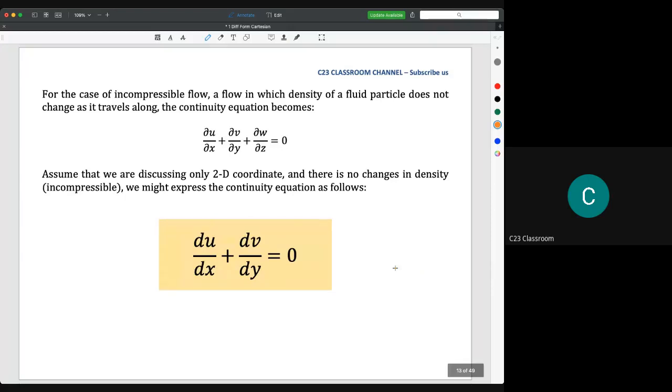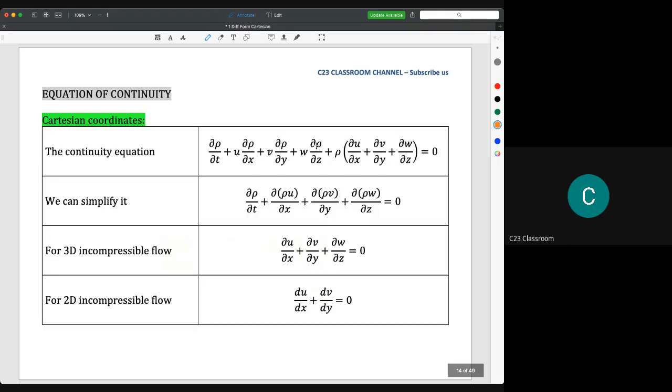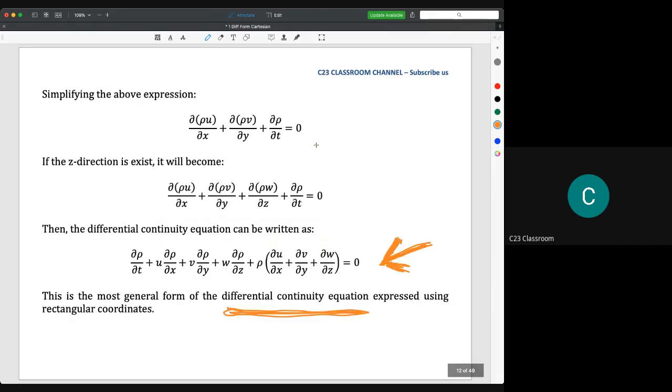For the case of incompressible flow, in which the density of a fluid particle does not change as it travels along, the continuity equation could be written as this one. What does this mean? It means that if we are solving an incompressible fluid, the density is constant, meaning the value of rho here is constant. You must know that the density being constant is not equal to the density being equal to 0. Please be careful about this term.